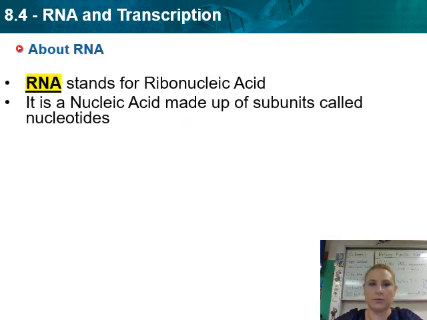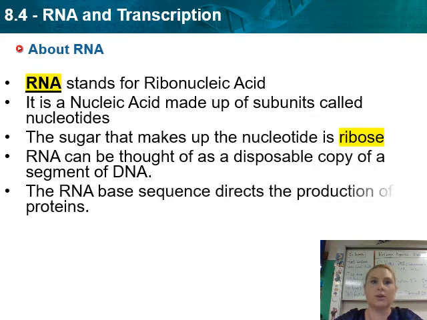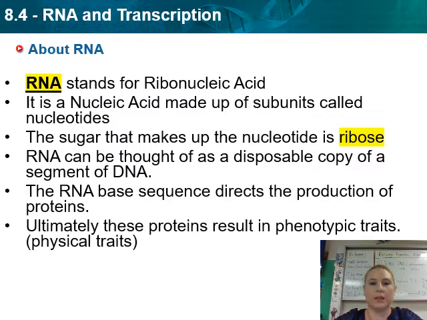So a little bit about RNA, so you actually know what it is. RNA stands for ribonucleic acid. It's a nucleic acid made up of subunits called nucleotides, just like any other nucleic acid. DNA is made out of subunits called nucleotides. In DNA, we have the sugar deoxyribose. In RNA, we have the sugar ribose. That's why it's ribonucleic acid. RNA can be thought of as a disposable copy of a segment of DNA. And we'll talk about why a little bit later.